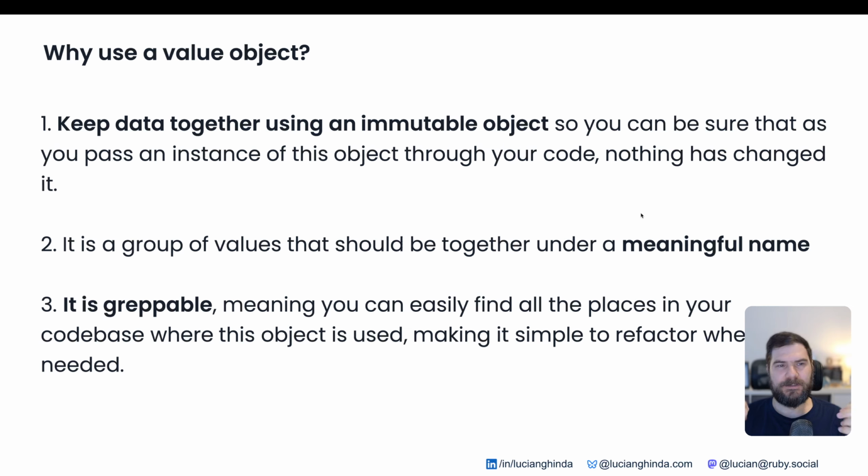Now, why use a value object? Here are a couple of reasons. One, it keeps data together using an immutable object. So then you can be sure that as you pass this instance of this object along through your code, nothing has changed or nobody changed it. It is a group of values that should be together under a meaningful name. You saw there that instead of looking at X and Y, I now look at a point, so it has a meaningful name. It is greppable, meaning you can easily find all the places in your code base where this object is used. And if you are using some kind of LSP, you can have go-to definition, and so it makes it simple to refactor.